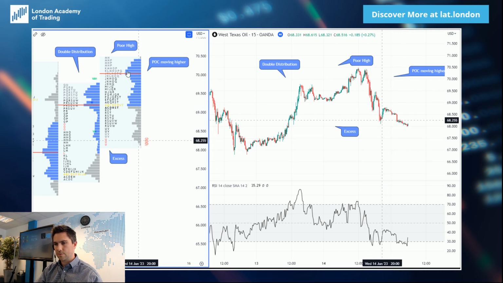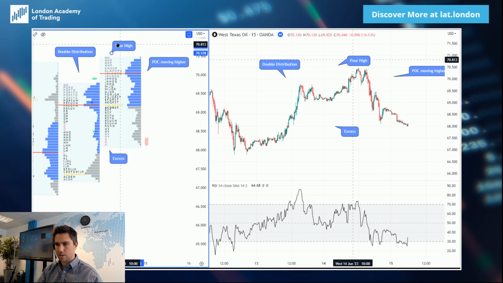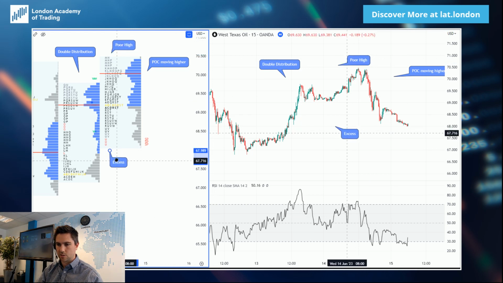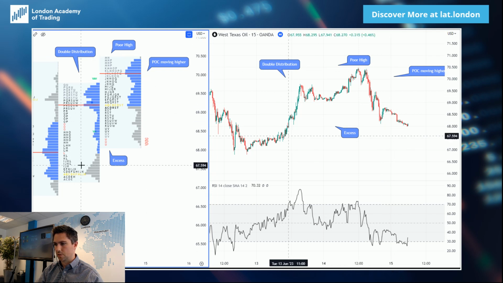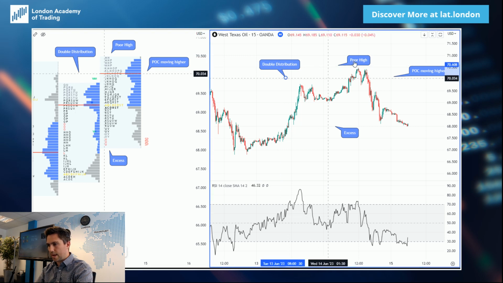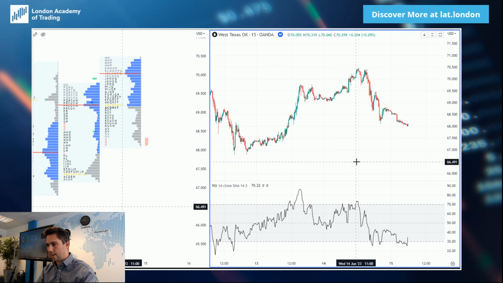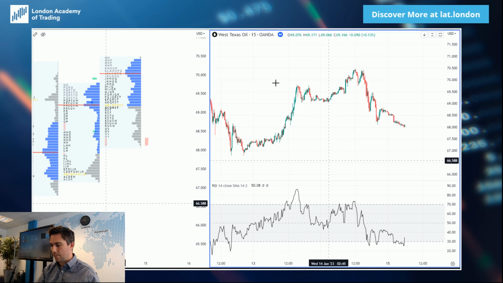So bias for the day, for subsequent days certainly bullish. The poor highs and the excess being the dominant signals that we really needed there. Point of control, double distribution just also supporting, aiding our cause with that. Now I've come across to the right hand side here, we've then got our candlestick charts. We're just on a 15-minute chart here, so looking at generally intraday execution, trade expectation around 8 to 10 hours, something like that.